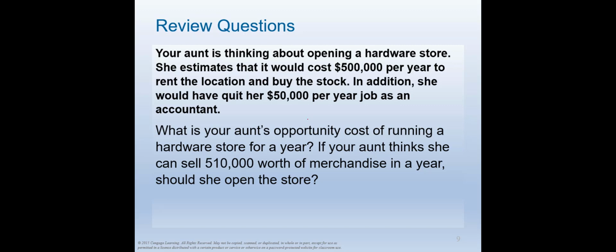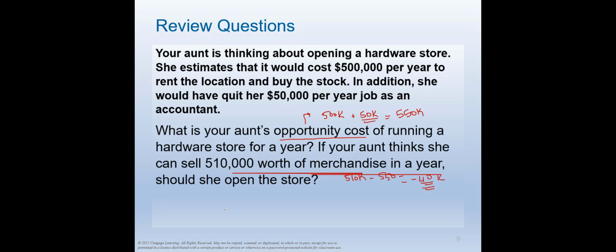So first, we need to find the opportunity cost of running the hardware store. Opportunity cost is the sum of both explicit and implicit costs. In this case, 500K is the explicit cost because it's the cost of opening the hardware store, plus 50K is the implicit cost because it's the foregone wages. Therefore, the opportunity cost is 550K. And if your aunt thinks that she can sell $510,000 worth of merchandise, which is revenue minus the total cost, we have a negative economic profit.